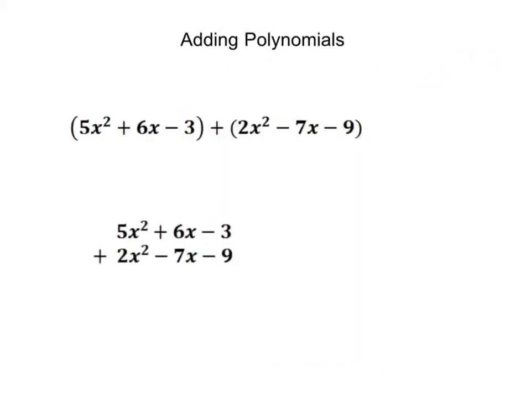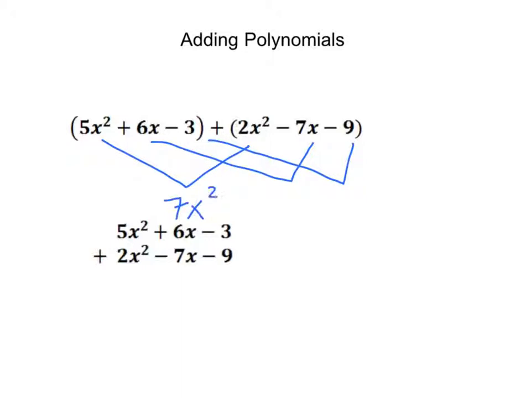Okay, you can add polynomials horizontally. You can add them vertically. Either way, you've got the same problem here. You're combining like terms. So combining like terms in this case, 7x squared plus 6x minus 7x is going to be minus 1x. Minus 3 and minus 9 comes out to minus 12. And that's the same answer whether I find it vertically or horizontally.